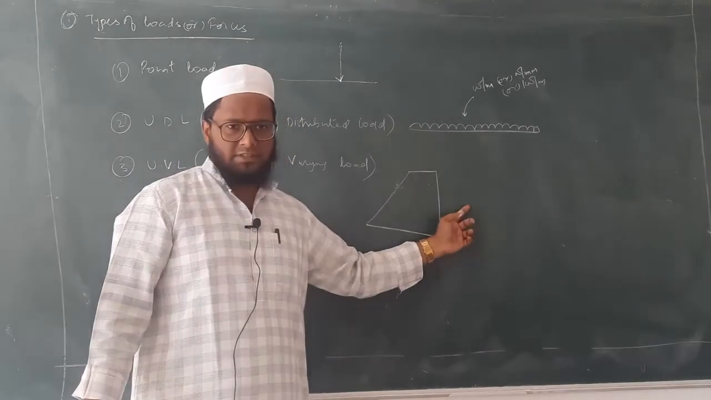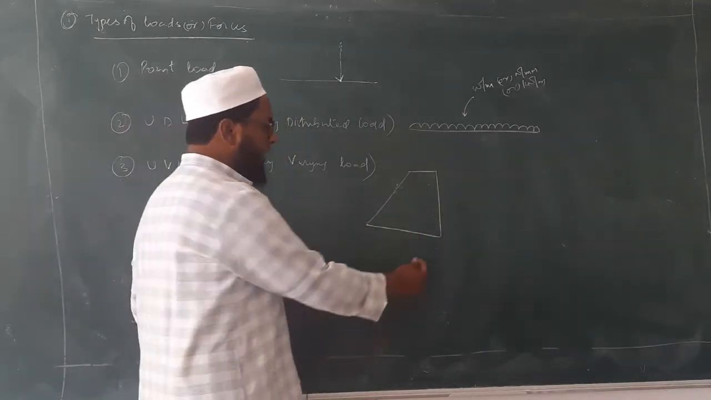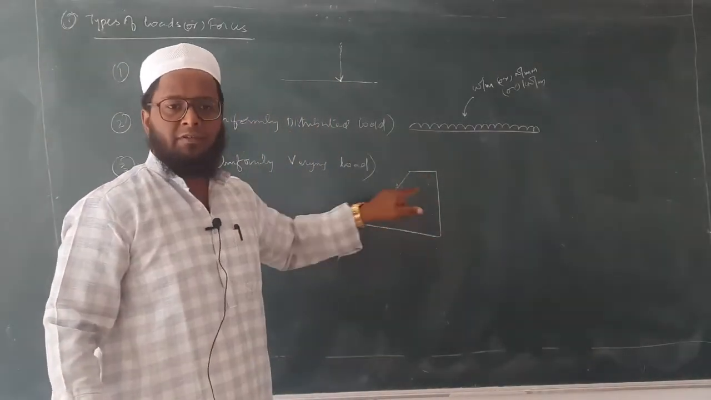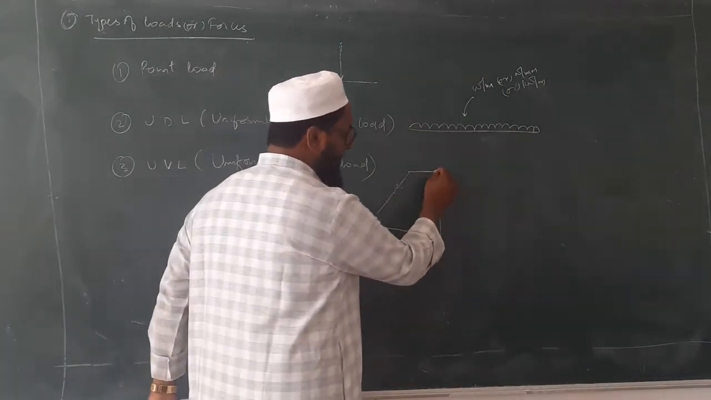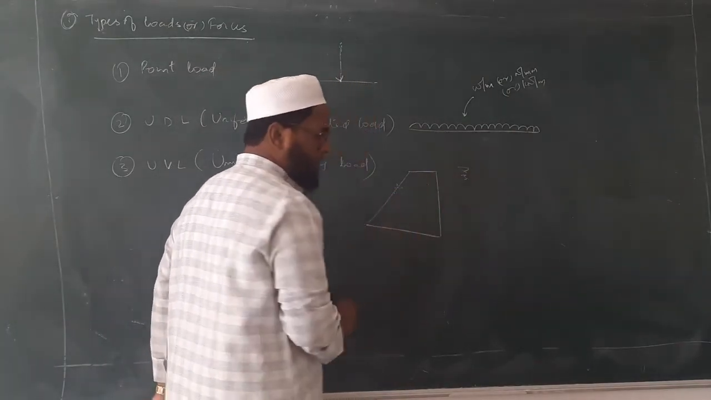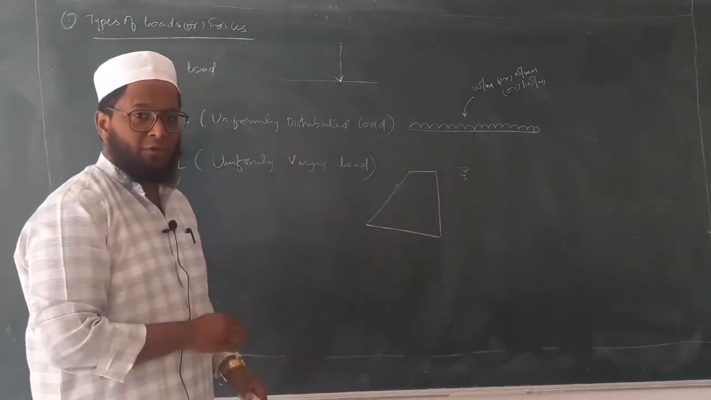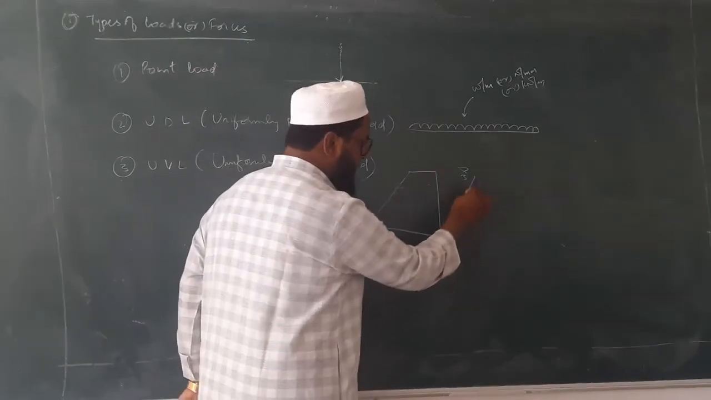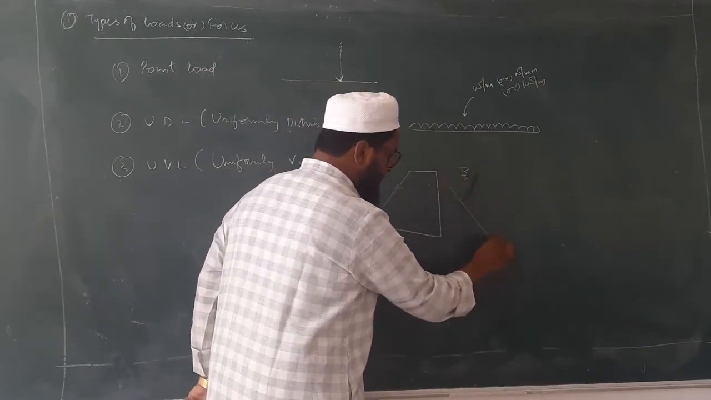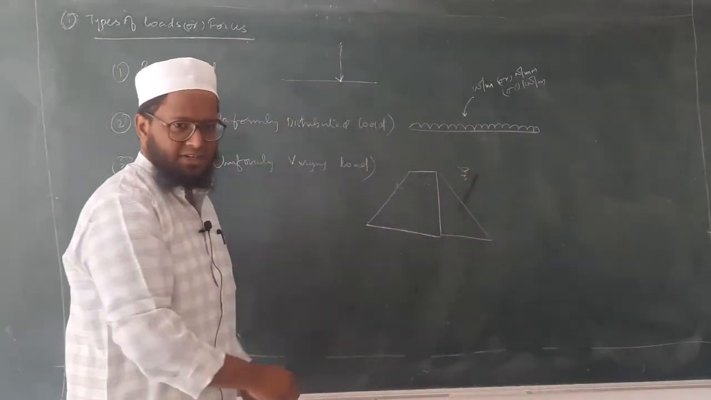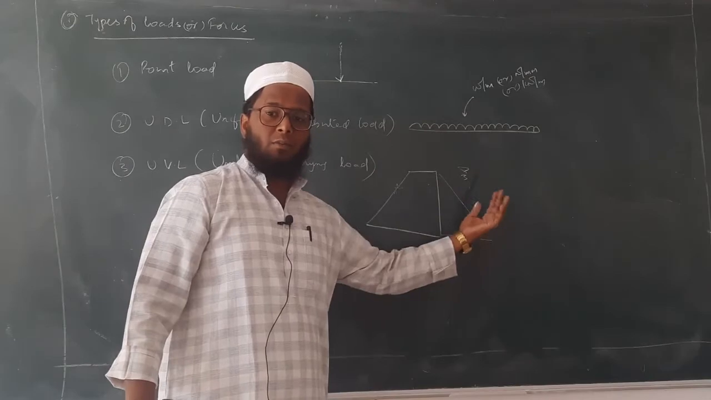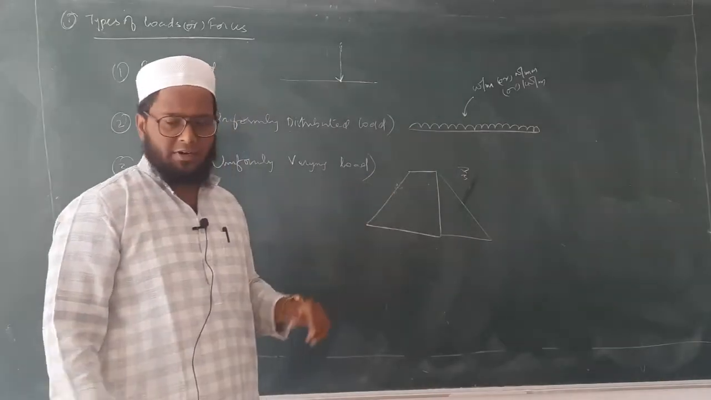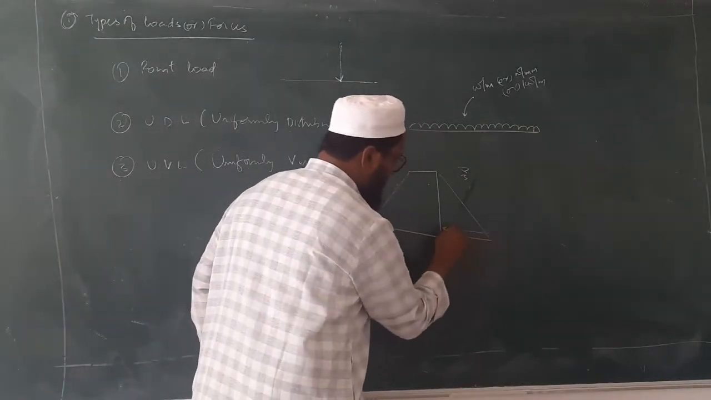This is the reservoir. What happens here when the level of water increases or decreases? The weight on this structure will vary. When the level of water is here, what happens? The entire weight will be varying. The top portion will have less weight when compared to the bottom portion. The bottom portion will have more weight. Able to follow? Yes. So this is nothing but your uniformly varying load.